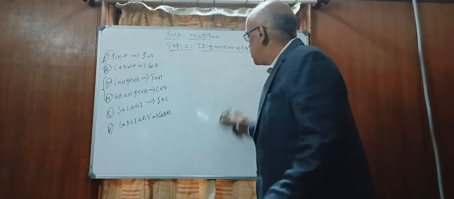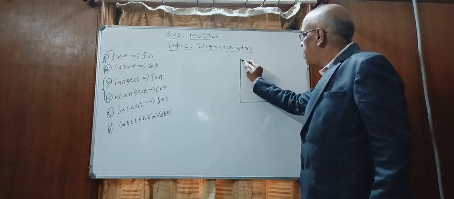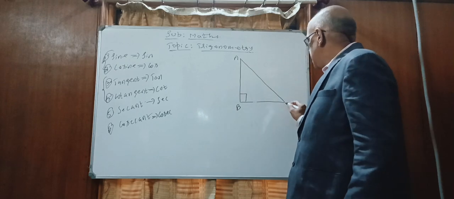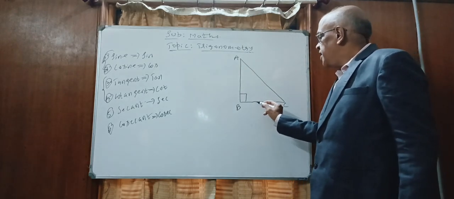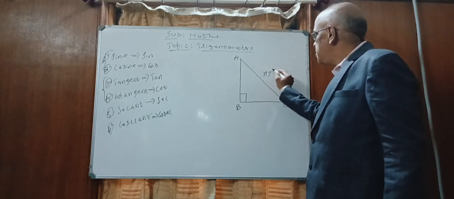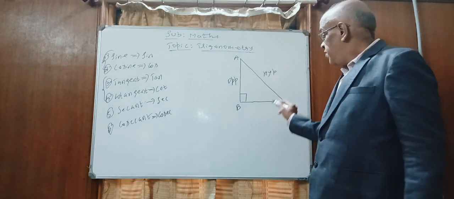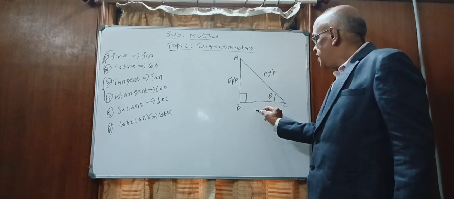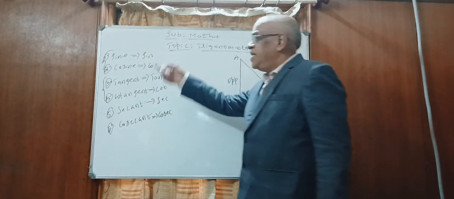Just to avoid confusion, I'll draw the diagram here. Triangle ABC, with the right angle at B. You can take AC as the hypotenuse. When does AB become opposite? When angle C is theta. Very, very important. Then BC will become adjacent, ADJ.